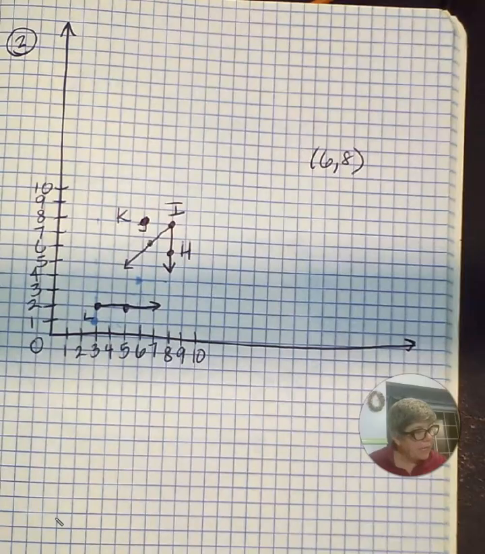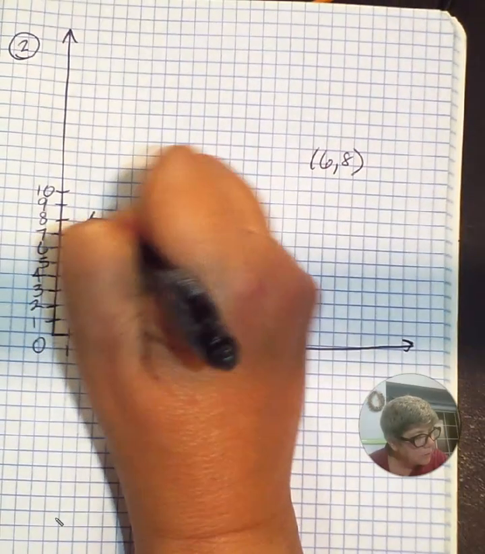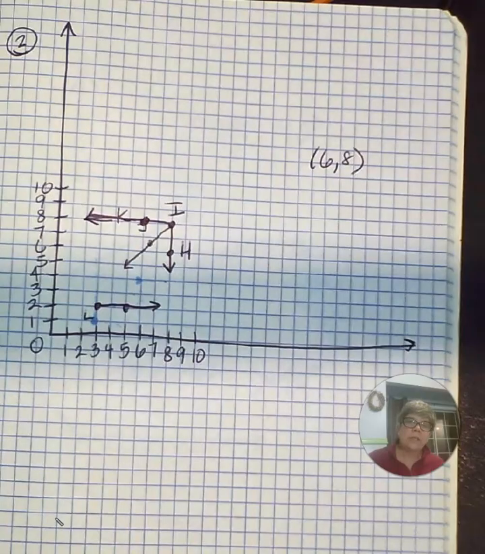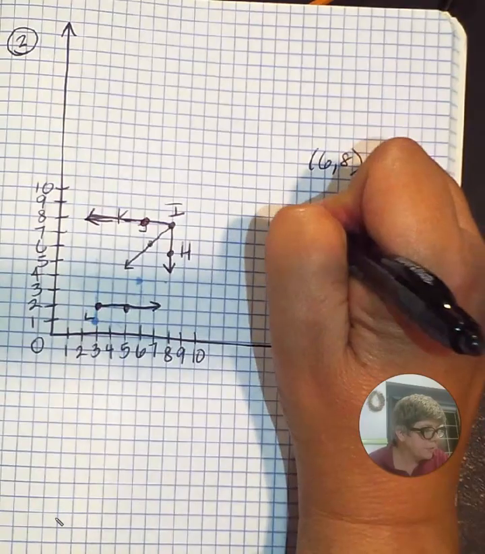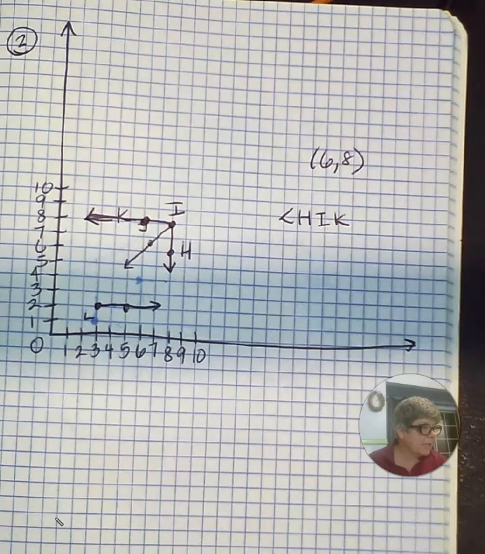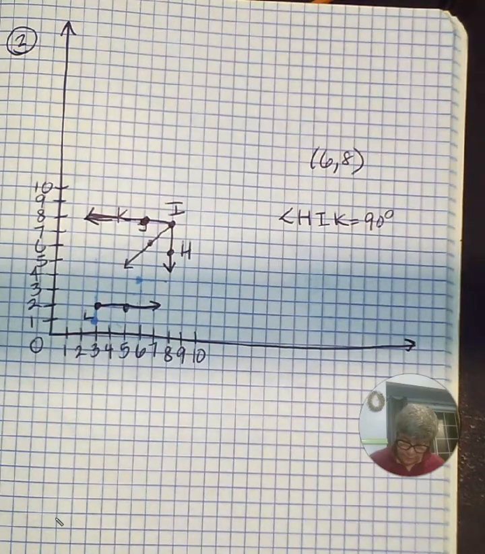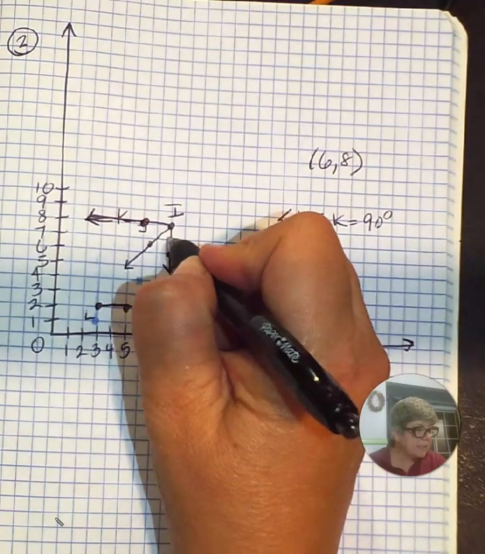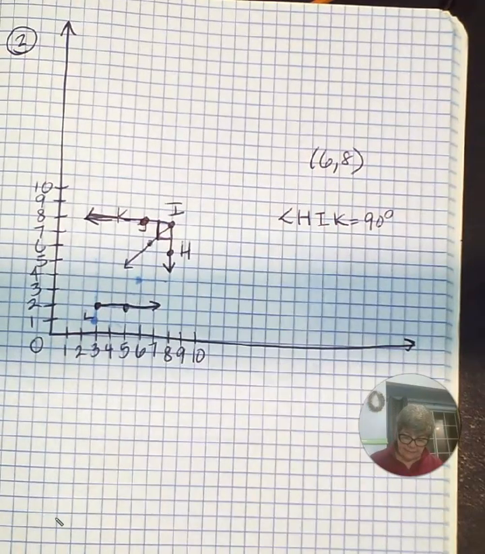Now, what if we had HIK and we made this a line coming out from I? What is the measure of angle HIK? Yes, that is 90 degrees. That is a right angle. Good job. How about HIJ? Is it acute or obtuse? It is acute because it's less than 90 degrees, right? This is 90 degrees altogether, so this part is less than 90 degrees.